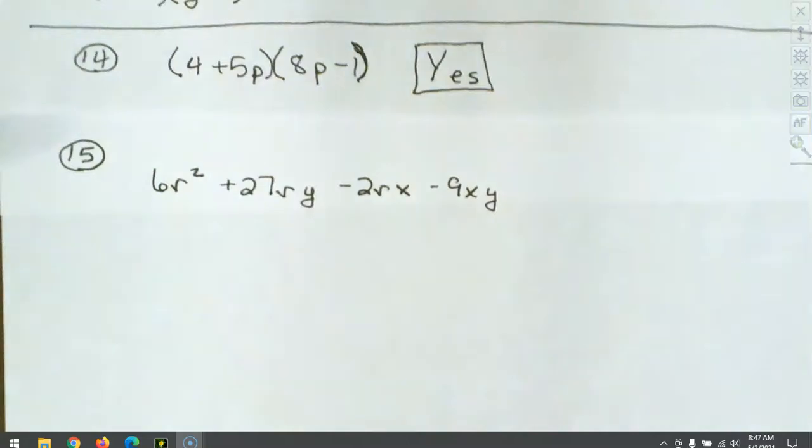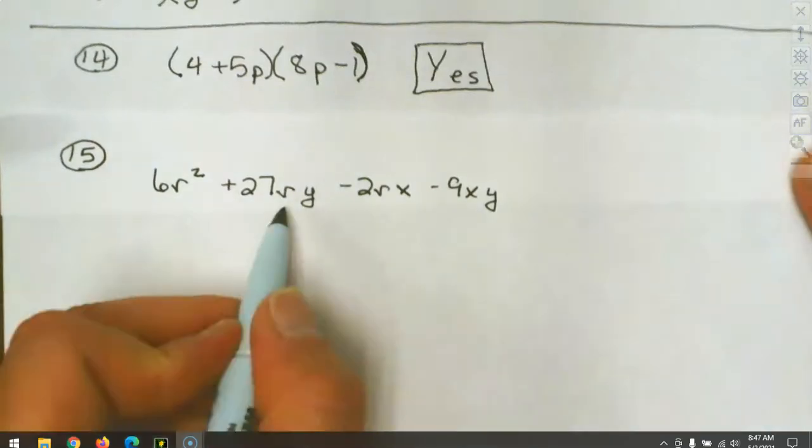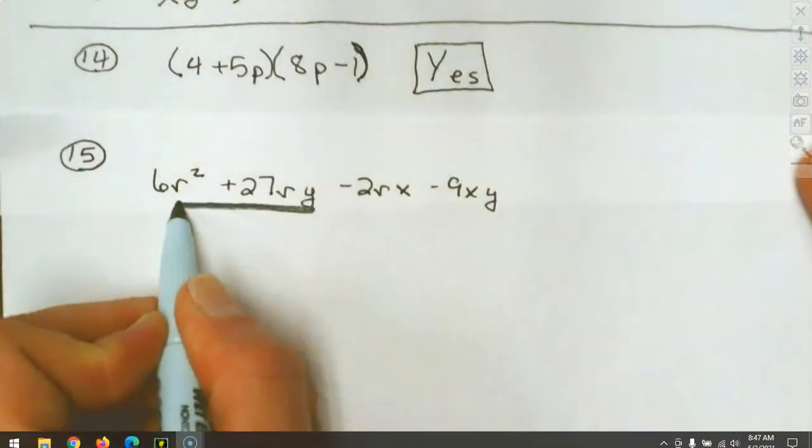First thing we do is we see if we can factor a number out of all of this. And there's nothing that can come out because of the 2, right? Because it has to go into all of them. And 27 does not have a 2 in it. Neither does 9. So nothing will come out. They don't all have the same variable that can be factored out either. So nothing can come out. So we now begin factor by grouping.